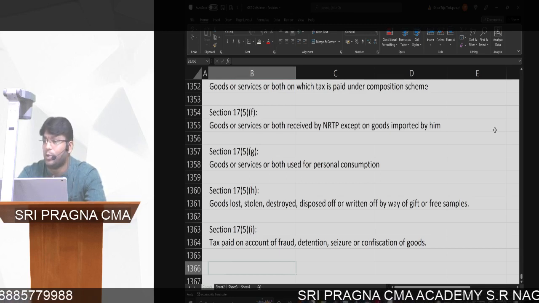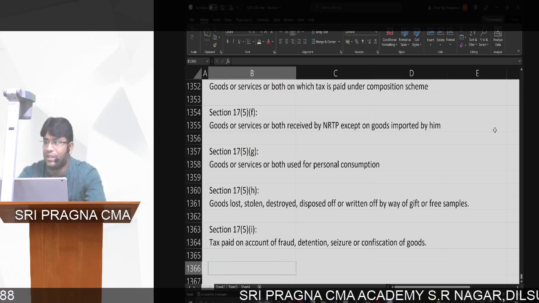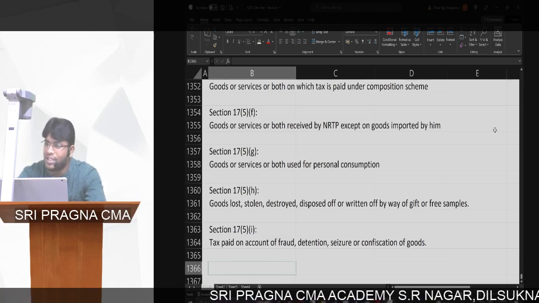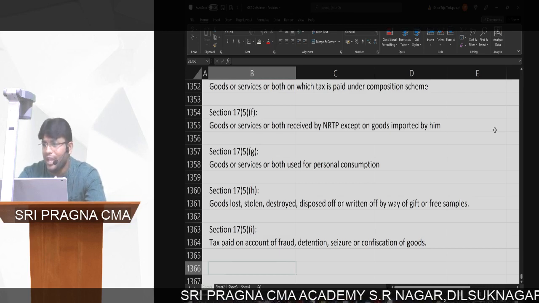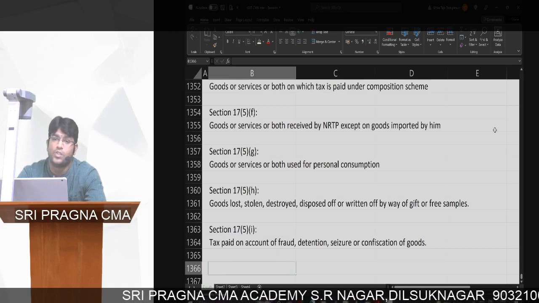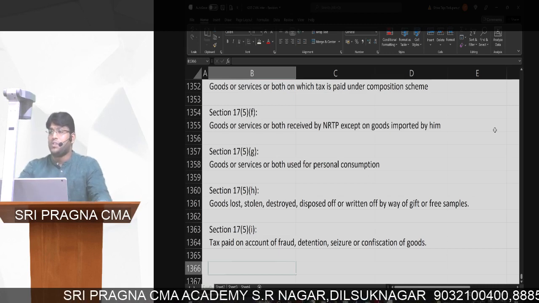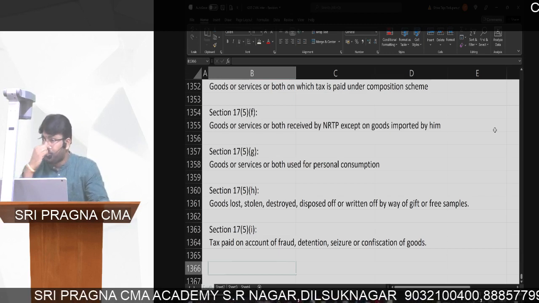Section 17(5) clause B relates to food and beverages, outdoor catering, health insurance, membership of club, health and fitness center, then life insurance and health insurance, leave travel concession. Everything is covered in that. Then 17(5) clause C is works contract service for construction of immovable property. 17(5) clause D is goods, services or both for construction of immovable property.